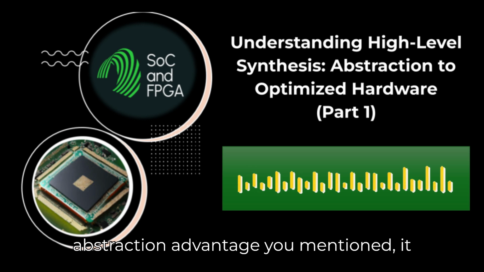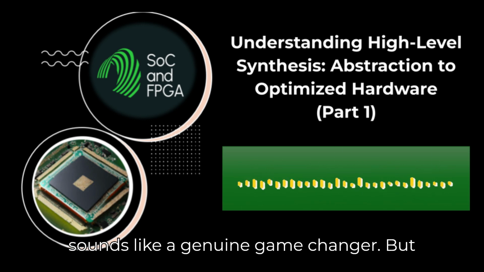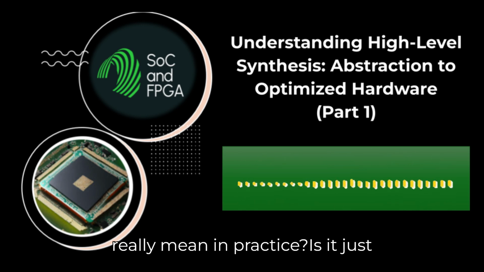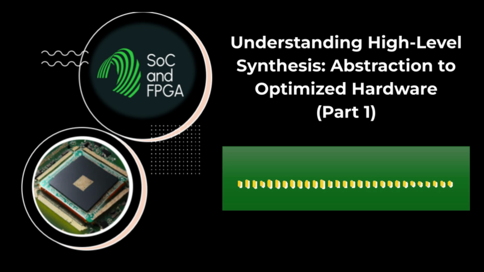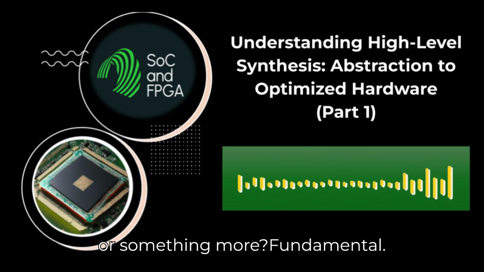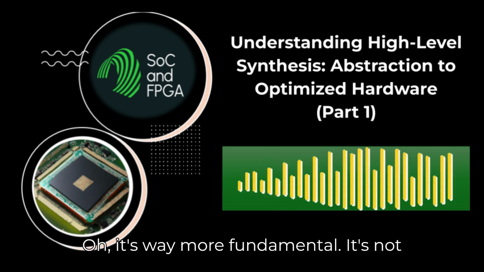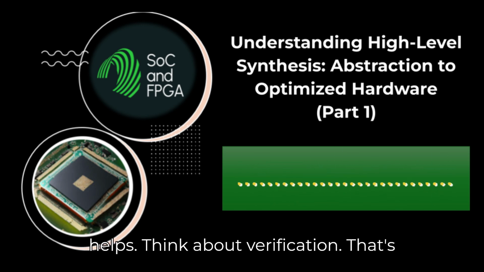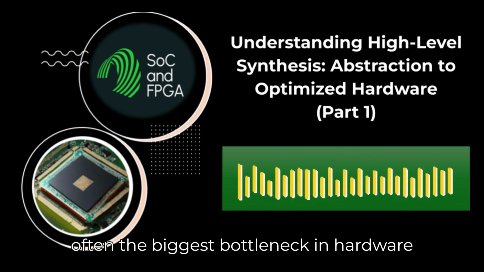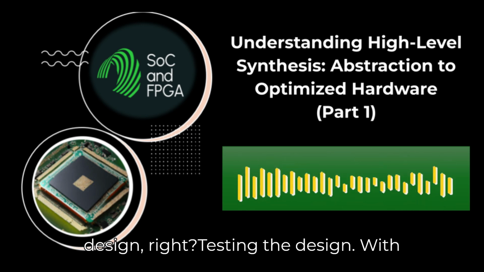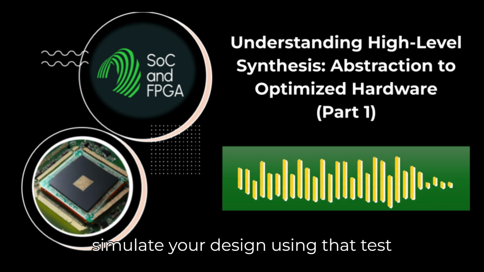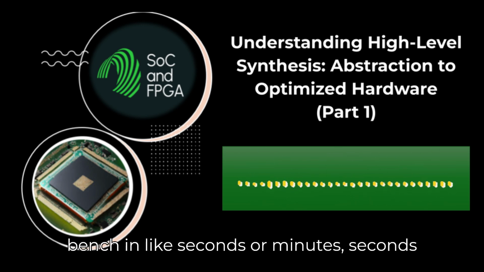Okay. That abstraction advantage you mentioned. It sounds like a genuine game changer. But this productivity boost, what does it really mean in practice? Is it just writing less code? Or something more fundamental? Oh, it's way more fundamental. It's not just fewer lines of code, although that helps. Think about verification. That's often the biggest bottleneck in hardware design. Right, testing the design. With HLS, you write a C test bench. You can simulate your design using that test bench in seconds or minutes.